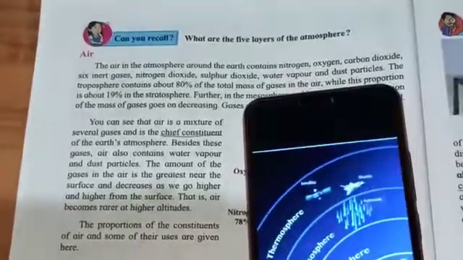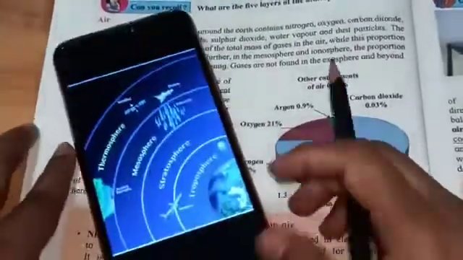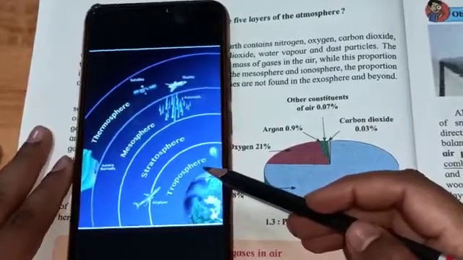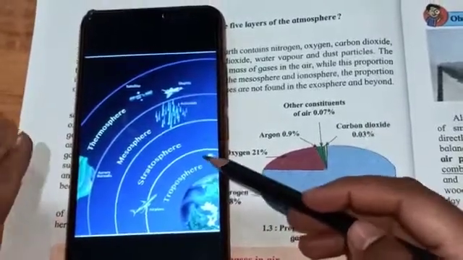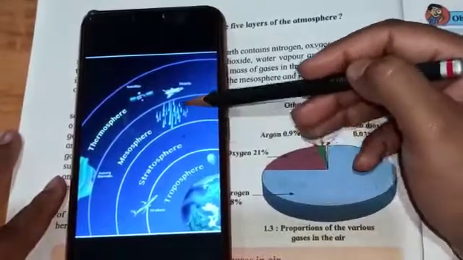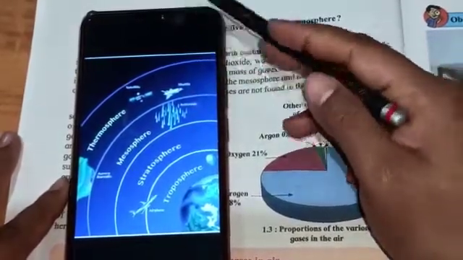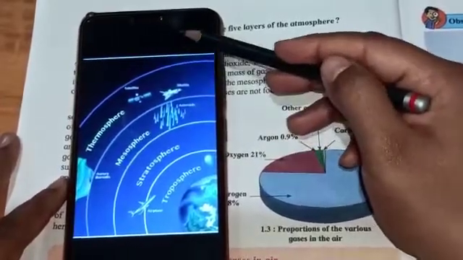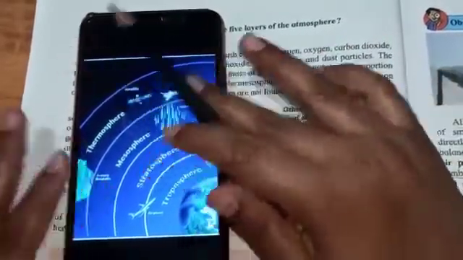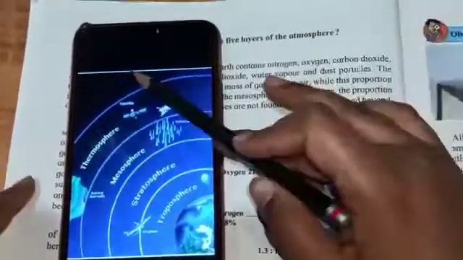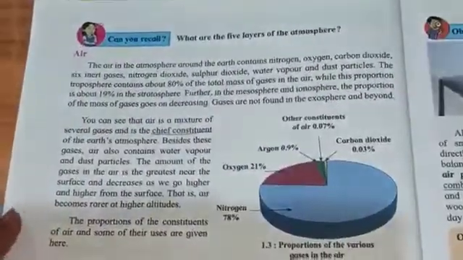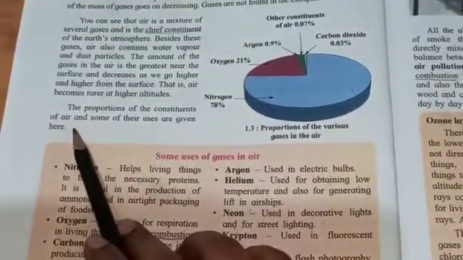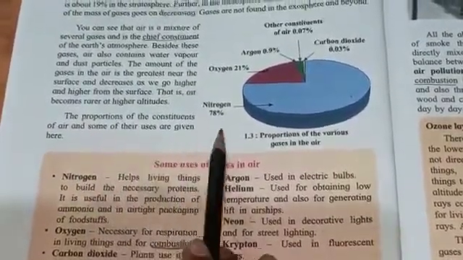That is, the air becomes rarer at the higher altitudes. When we are near to the Earth's surface, in troposphere, the gases are found in very big amount. Okay, but as we go higher in stratosphere, mesosphere, thermosphere, and exosphere, the gases become rarer. It becomes less. Okay, and in exosphere there is no air. There are no other gases in the exosphere. Now, the proportion of the constituents of air and some of their uses are given here.